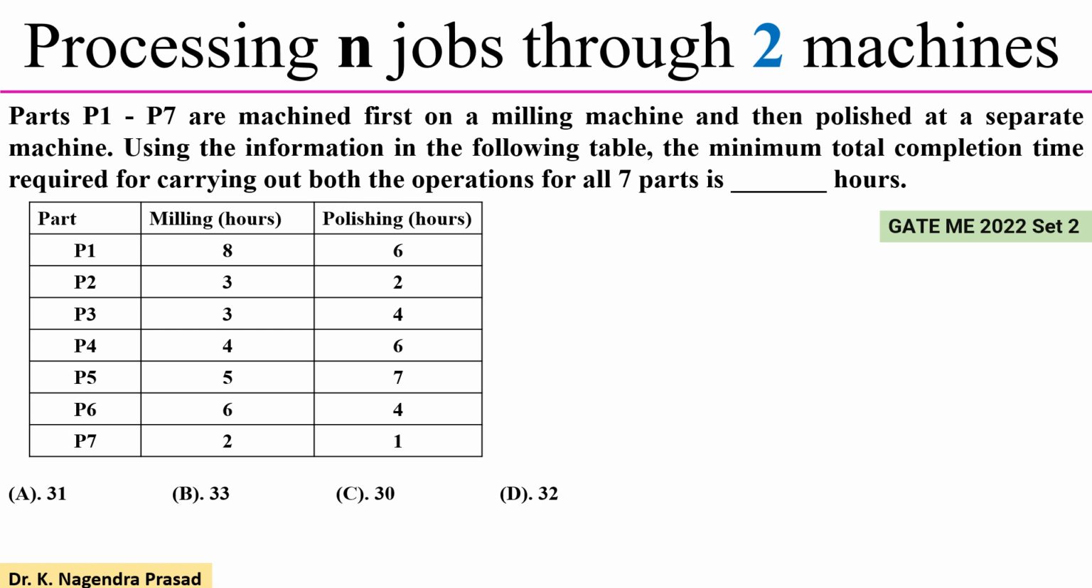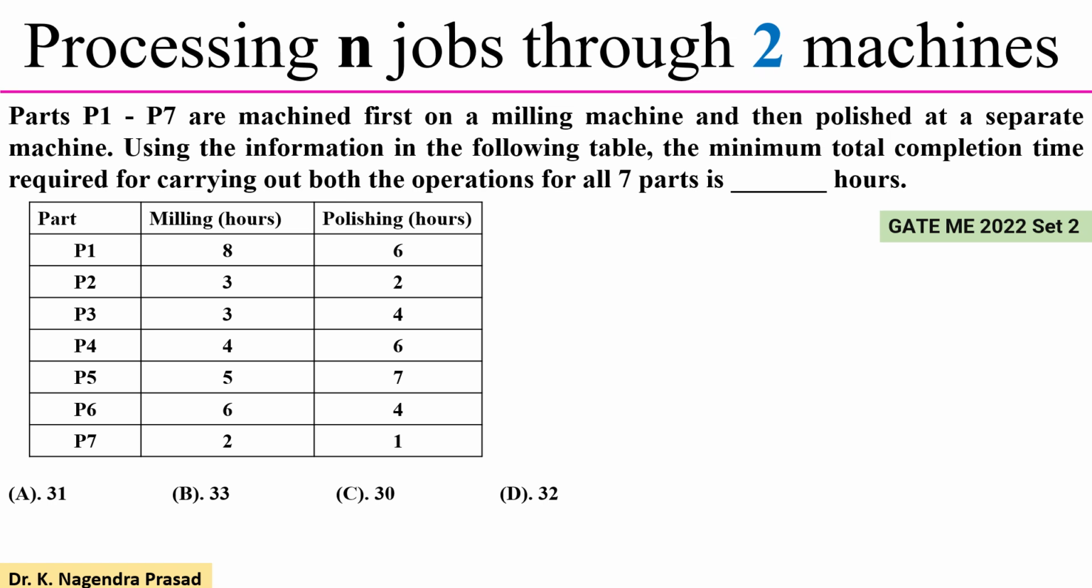In the present video, we will discuss the GATE previous problem on processing n jobs through 2 machines of scheduling problem. Let's see the problem. Parts P1 to P7 are machined first on a milling machine and then polished at a separate machine. Using the information in the following table, the minimum total completion time required for carrying out both the operations for all 7 parts is dash hours.